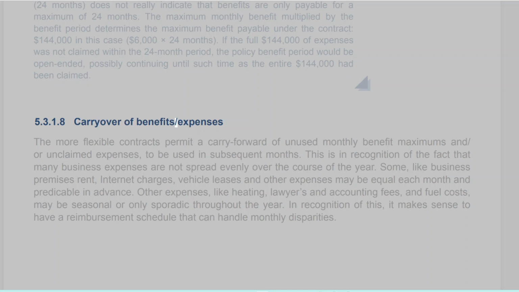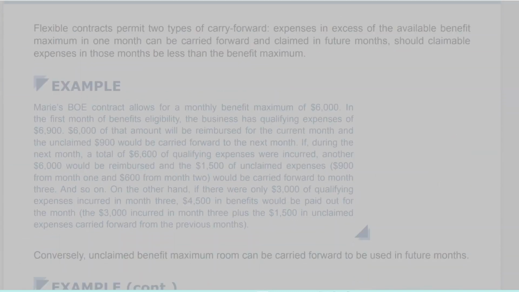5.3.1.8 Carryover of benefits/expenses. The more flexible contracts permit a carry-forward of unused monthly benefit maximums and/or unclaimed expenses to be used in subsequent months. This is in recognition of the fact that many business expenses are not spread evenly over the course of the year. Some, like business premises rent, internet charges, vehicle leases, and other expenses, may be equal each month and predictable in advance. Other expenses, like heating, lawyers and accounting fees, and fuel costs, may be seasonal or only sporadic throughout the year. In recognition of this, it makes sense to have a reimbursement schedule that can handle monthly disparities.